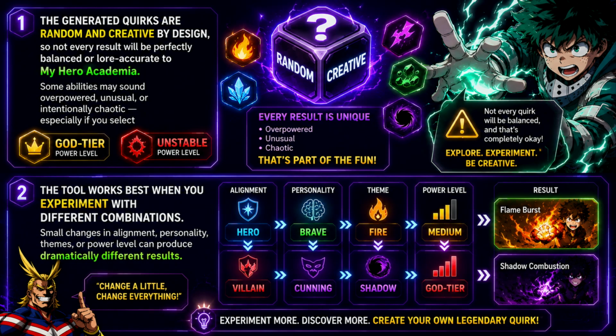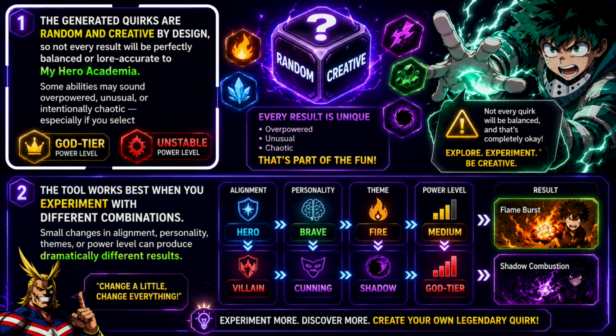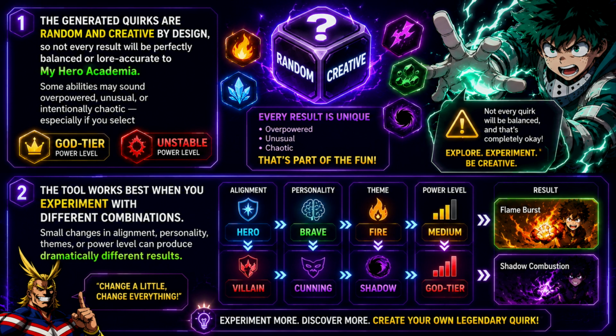A couple of things worth keeping in mind before you start. First, the generated quirks are random and created by design, so not every result will be perfectly balanced or lore accurate to My Hero Academia. Some abilities may sound overpowered, unusual, or intentionally chaotic, especially if you select God tier or unstable power levels.